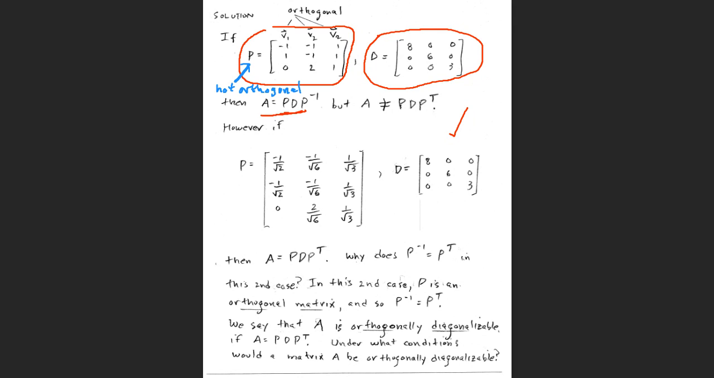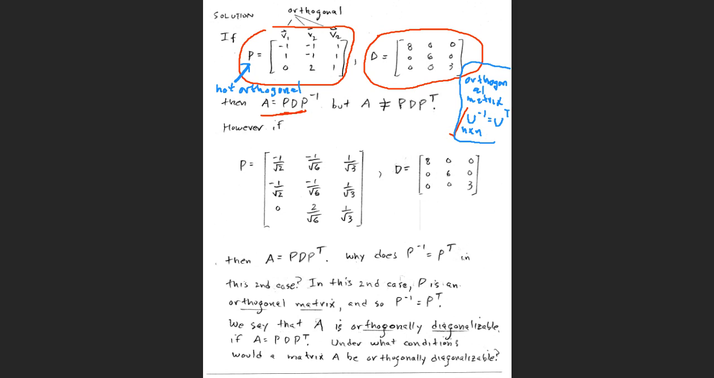An orthogonal matrix, what is an orthogonal matrix? An orthogonal matrix is a matrix U such that it's a square matrix, and the inverse of U is equal to its transpose. But that's only going to happen if the column vectors of the orthogonal matrix U are orthogonal, and they have to have length 1.